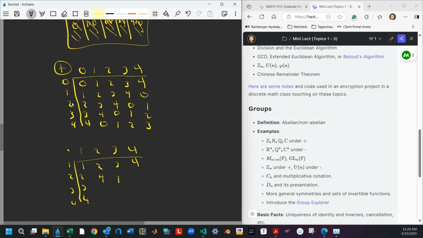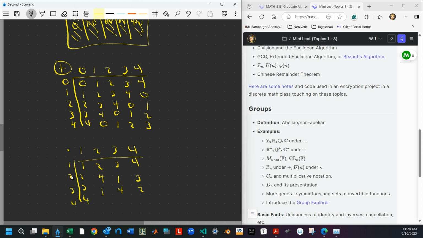And 2 times 4 is 8, which is 3, right? And then 3 times 2 is 6, which is 1. 3 times 3 is 9, which is 4. And 3 times 4 is 12, which is 2, right? And so notice every element shows up in each of these rows here.